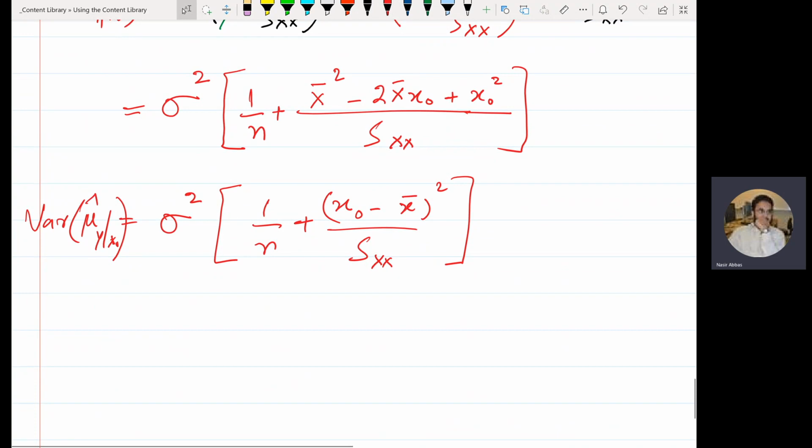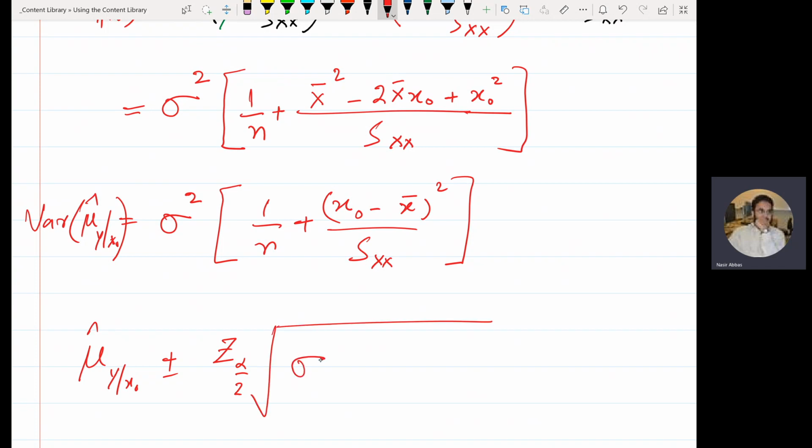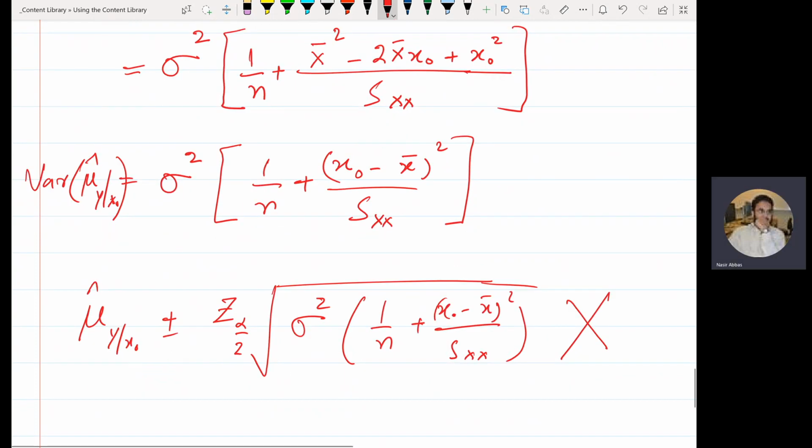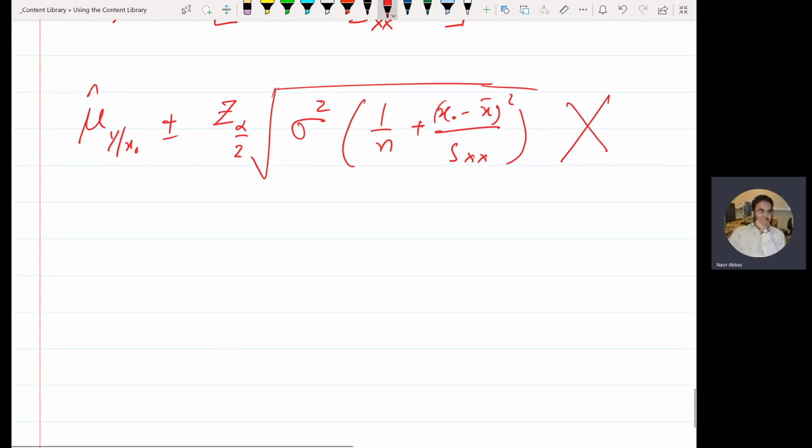Based on this variance, I can simply design a confidence interval, and the confidence interval will be mu hat of y given x naught plus minus z alpha by 2 into square root of sigma square into 1 over n plus x naught minus x bar whole square over sxx. But I will not do that. Why? Impractical. We don't have sigma square. Same solution. What do we do?